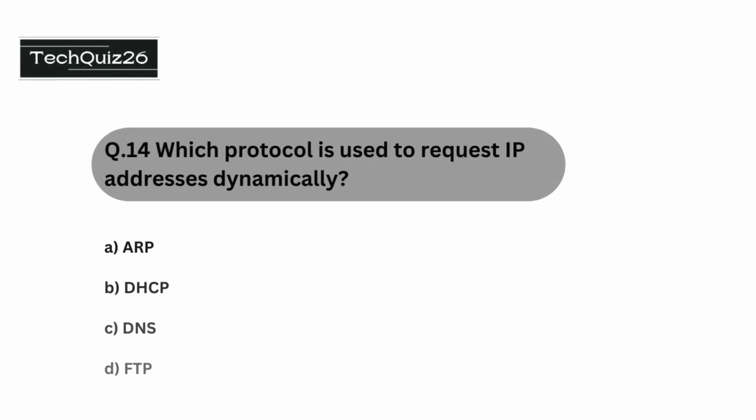Question number 14 is which protocol is used to request IP addresses dynamically? The options are ARP, DHCP, DNS, FTP. The correct option is DHCP.